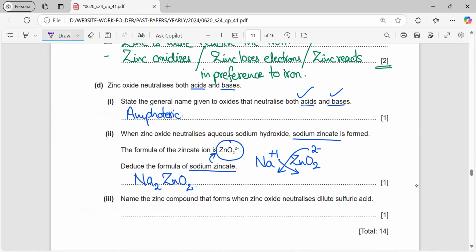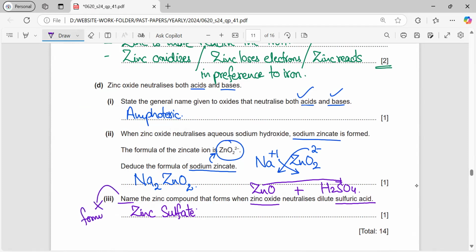Next question. Name the zinc compound that forms when zinc oxide neutralizes dilute sulfuric acid. So when zinc oxide reacts with sulfuric acid, which zinc compound forms? Zinc reacts with the sulfate to form zinc sulfate. So we'll write the name of the compound, zinc sulfate. Again, I'm saying do not write the formula. Write the name.